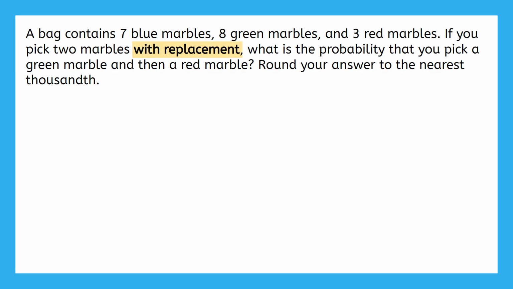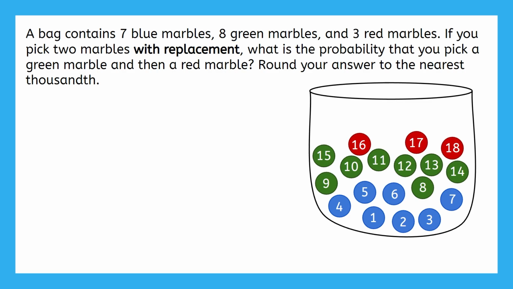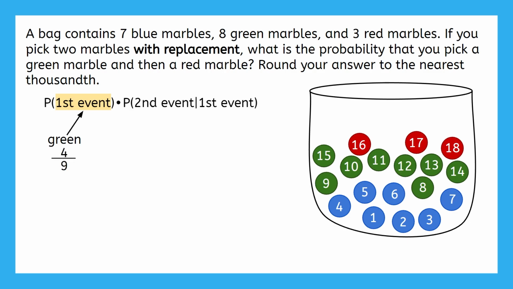Let's do this same problem again, but this time we're picking the 2 marbles with replacement. This means that after we pick the marble out of the bag and look at it, we put it back in before we pick the next one. So we have the same bag of marbles and we still want to pick a green marble and then a red one. So let's take another look at our compound probability formula. The first event is still picking a green marble from this bag, and there are still 18 total marbles and 8 green marbles for a probability of 4 over 9.